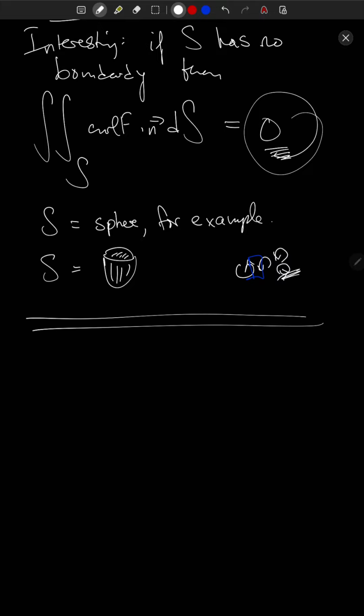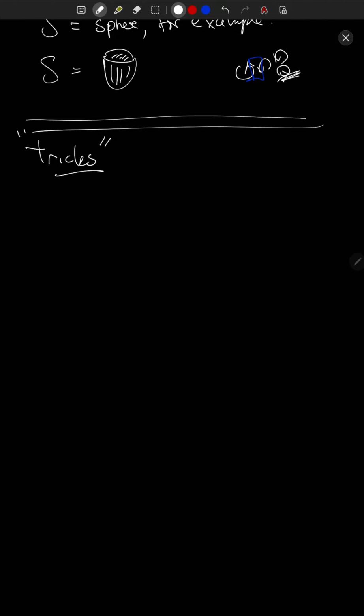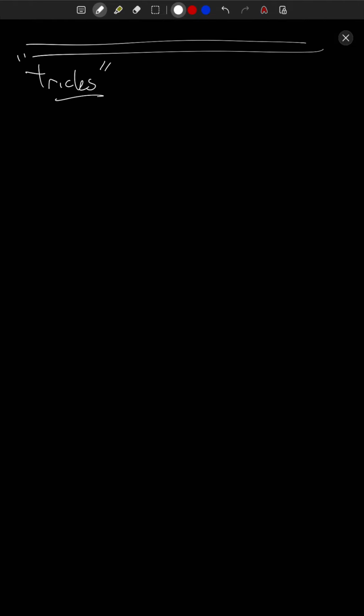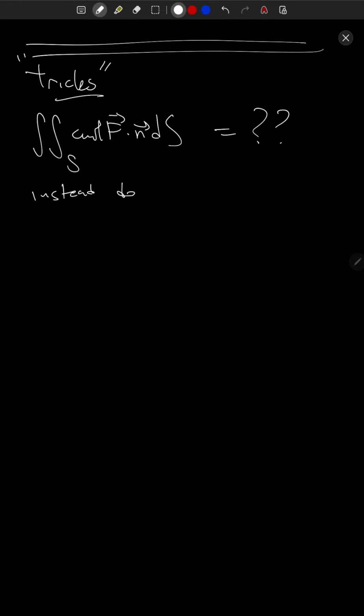All right, some "tricks". Tricks is a terrible word for this, but these are techniques you might use with Stokes' theorem to help you out in terms of computations. So one thing is, sometimes if you need to compute the total circulation, the integral of curl of f dot n dS, equals question mark, instead you can do the boundary integral.